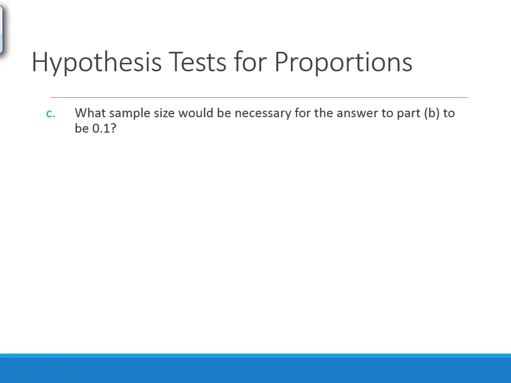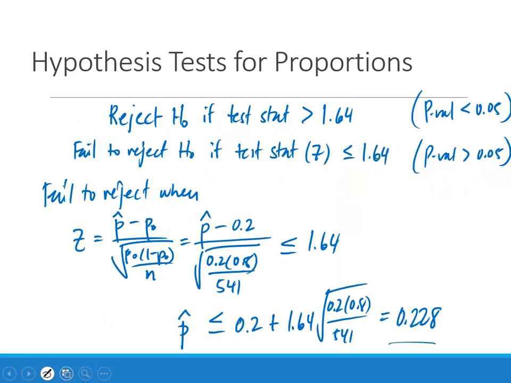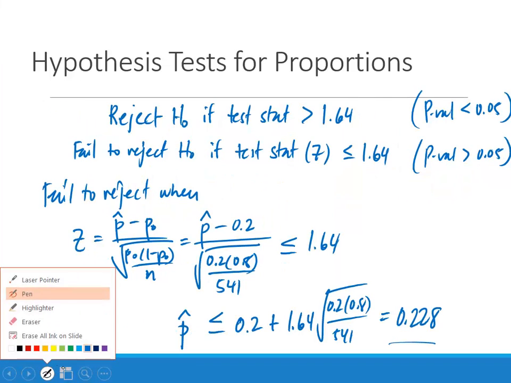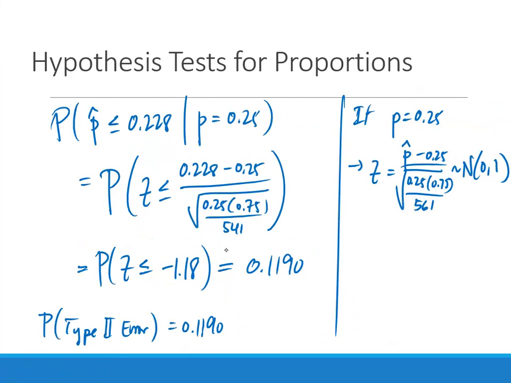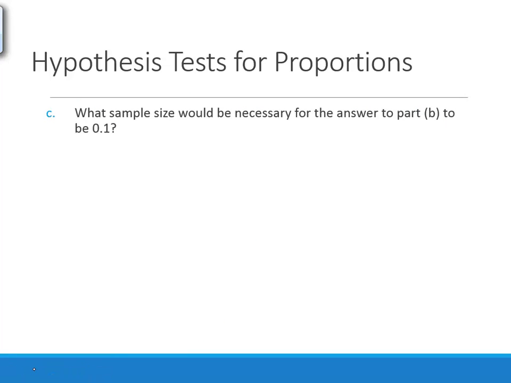Okay. I ask you to do this on your homework as well. So what sample size would be necessary for that answer in part B to be 0.1? All the way through this previous calculation, I had a particular sample size. I plugged in what my actual sample size was. So now what if I leave my sample size open to see what I need? I can change my sample size to change this probability. So what sample size would I need for this answer to have been just a little bit smaller?